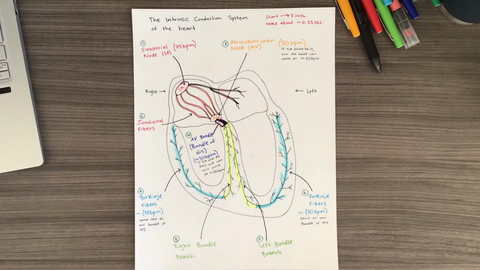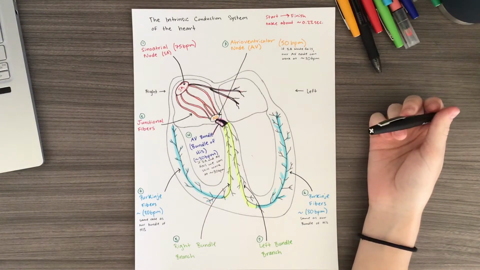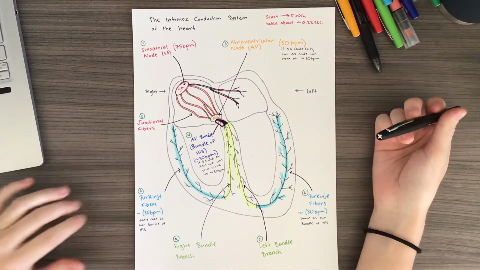Okay, so I'm going to talk about the intrinsic conduction system of the heart. The cardiac pacemaker cells pass impulses in a very particular way across the heart. This is from our pacemaker cells, and this is basically how their impulse travels across our heart anatomically. And so we start with the SA node.